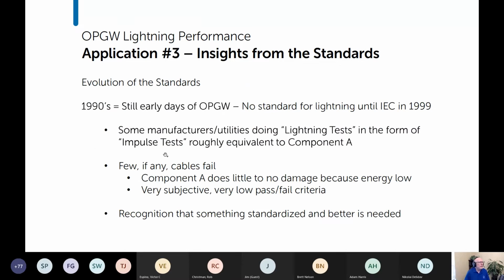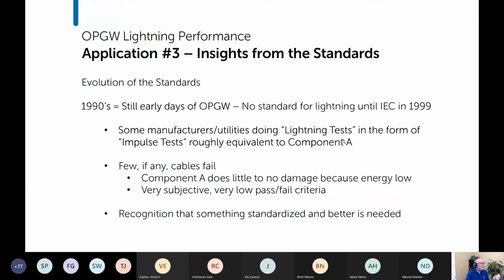To understand and put the standards in context, you need to understand how they evolved through the years. So in the 1990s, it was still the early days of OPGW, and there wasn't a standard for lightning or lightning testing until the IEC included it in their standard in 1999. Prior to that, you had about a decade where some manufacturers or utilities were doing kind of ad hoc lightning tests.